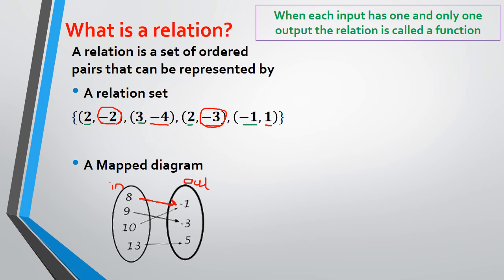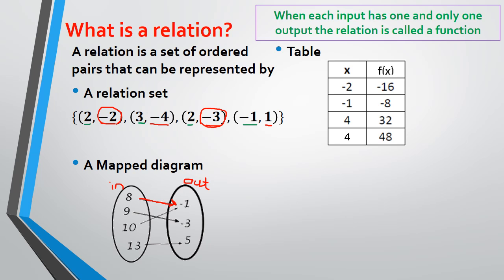So the inputs are 8, 9, 10, and 13, and the outputs are -1, -3, and 5. 8 is an input and it has an output of -1. 9 has an output of -3, 10 has an output of -1, and 13 has an output of 5. Each one of these inputs has one and only one output. That's why this relation represents a function.